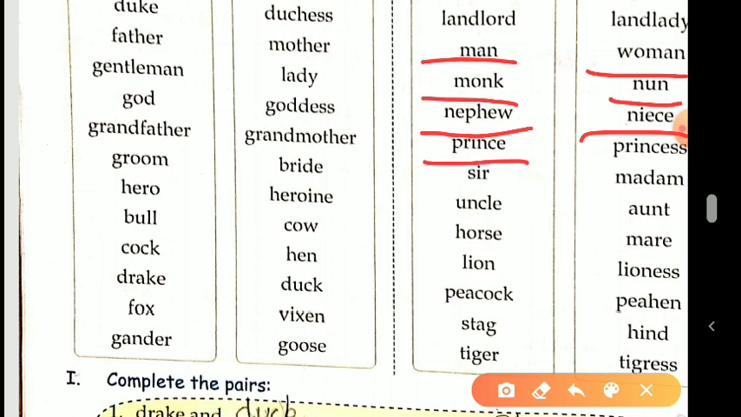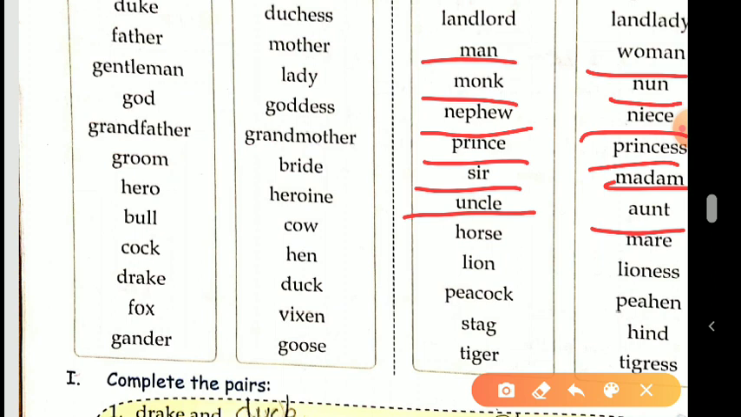Then prince, everyone knows, son of a king, and princess, daughter of a king. So, the feminine gender of prince is princess. Sir, madam. You have got so many sirs to teach you, so many madams to teach you. So, the feminine gender of sir is madam. When a lady teaches you, she becomes madam, and when a man teaches you, he becomes your sir. Uncle, everyone is familiar with the word uncle, and the feminine gender of uncle is aunt.